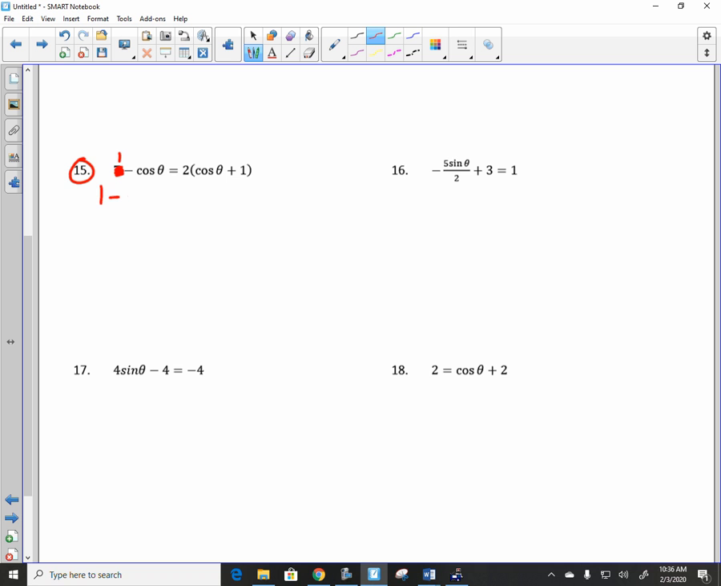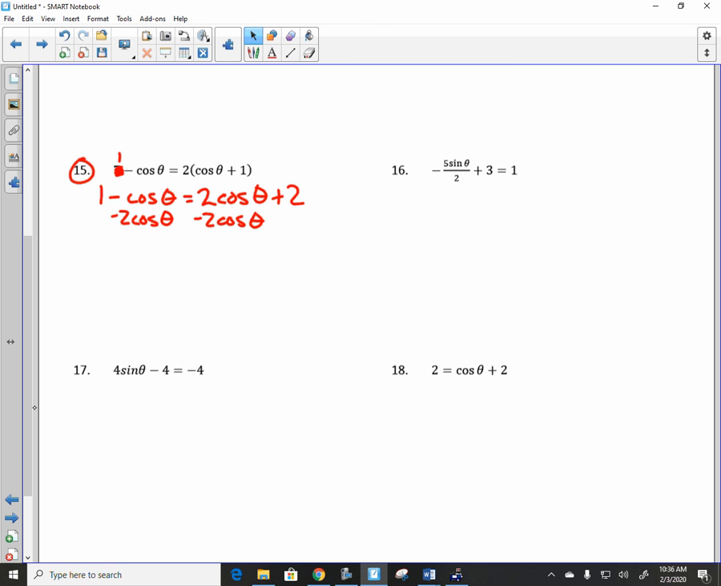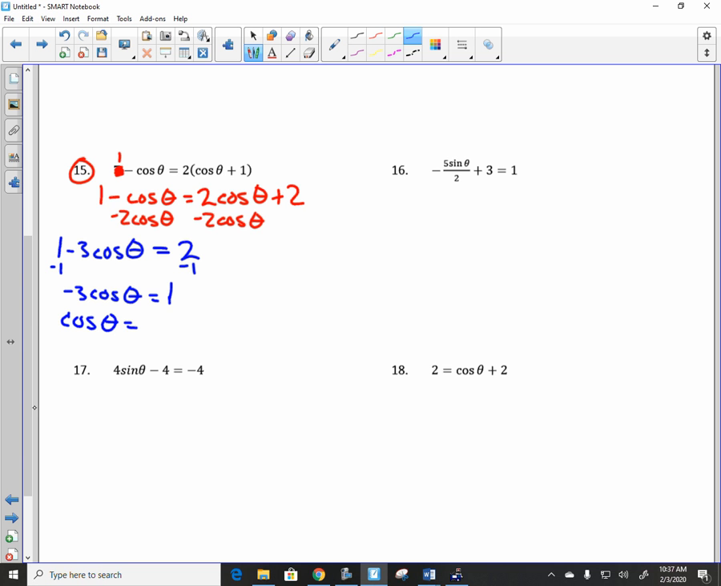So again, I have 1 minus cosine of theta is equal to 2 cosine of theta plus 2. I'll subtract 2 cosine of theta. So now on the left-hand side, I have 1 minus 3 cosine of theta is equal to 2. We'll subtract the 1. Negative 3 cosine of theta is equal to 1. Divide by negative 3, cosine of theta is equal to negative 1/3. It won't always come out to be negative. Just by chance, I picked ones that come out to be negative.